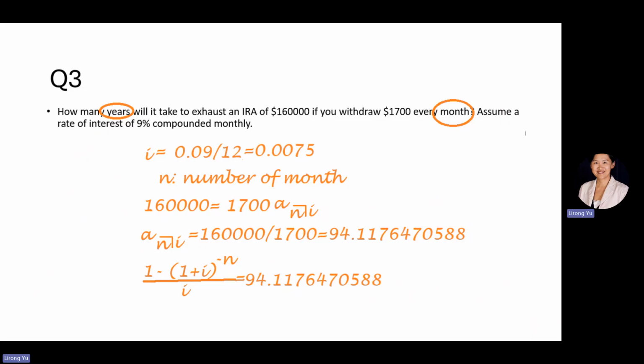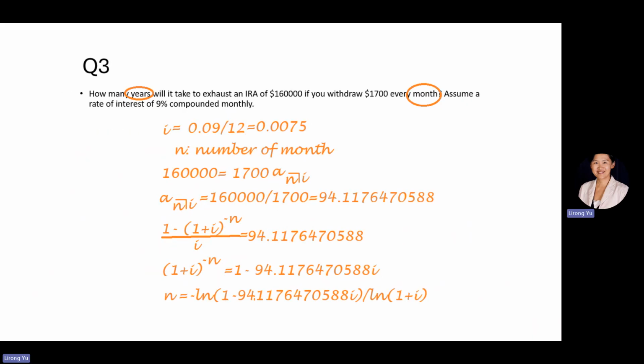Some people would prefer putting the number for I, so the formula looks like an equation that has only one variable. But having notation has the benefit that there's less writing and also a clearer relationship. All right, so we multiply both sides of the equation by I, then move over the 1 and then find the opposite. So 1 plus I to the power negative n equal to 1 minus 94.1176 I equal to 0.075.